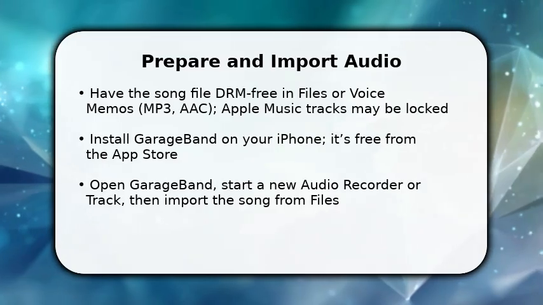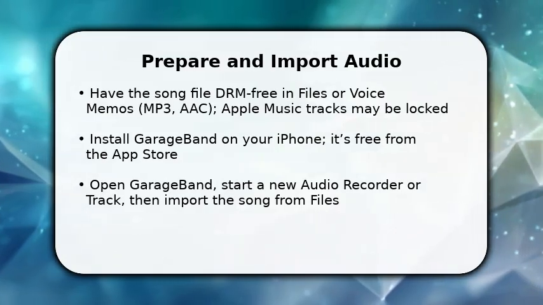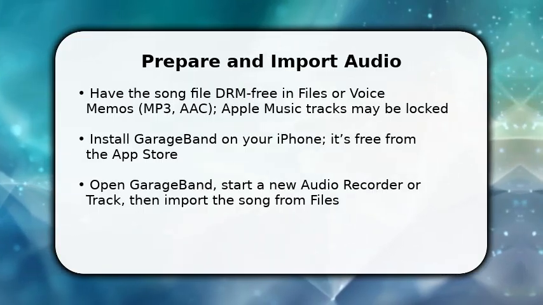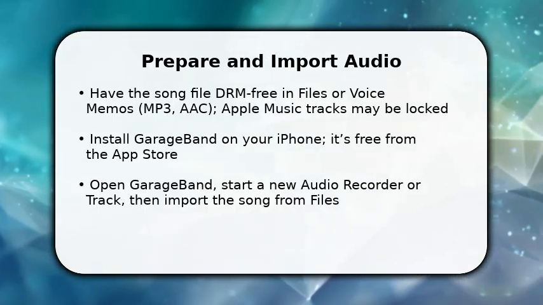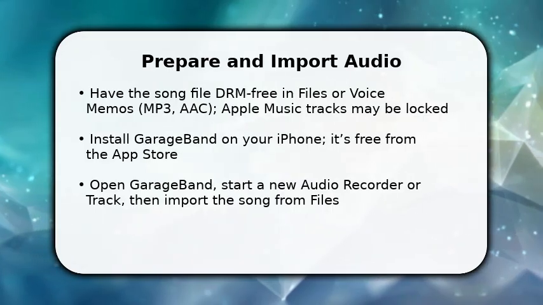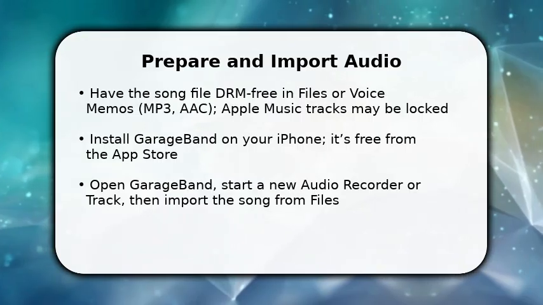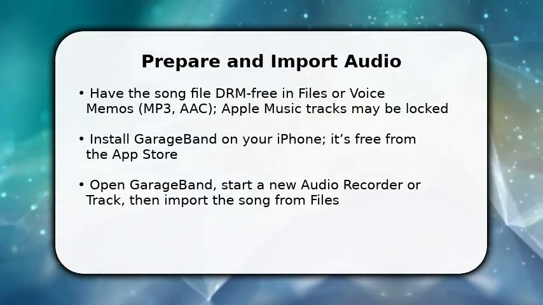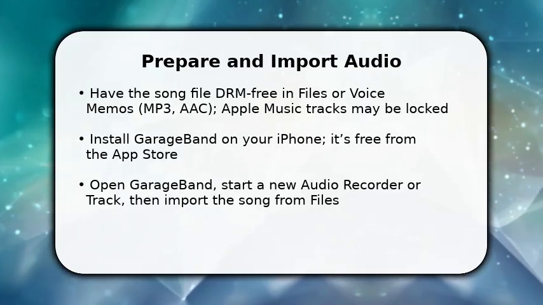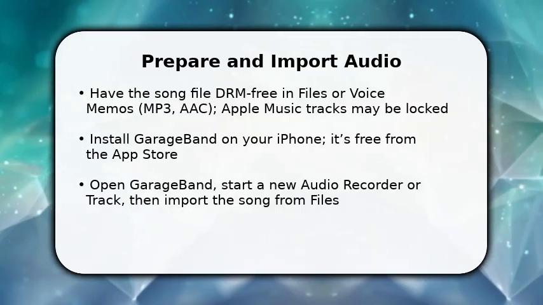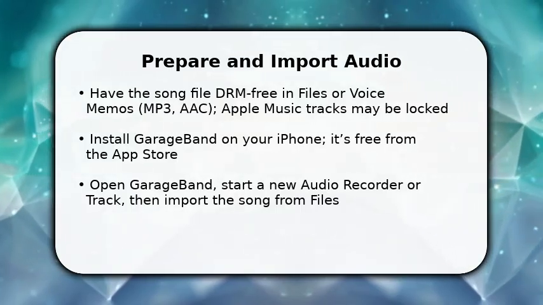Enjoy the video. You'll start by ensuring your chosen track is free of DRM and available in Files or Voice Memos. Open GarageBand and create a new project using Audio Recorder or an empty project with an audio track. Once done, tap the loop icon, choose Files, then import the song into a track. Make sure you place the audio on the timeline so you can edit. This is faster than moving between apps. You're now ready to trim and shape the clip for a ringtone.